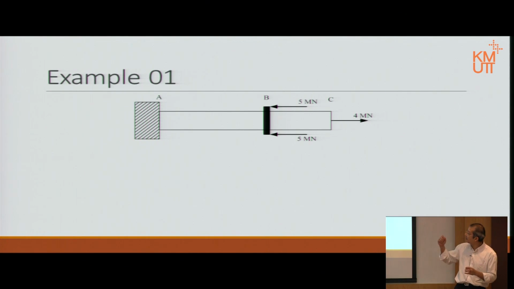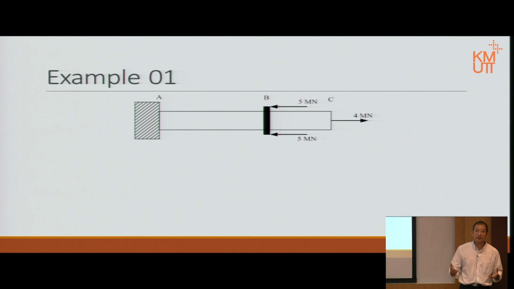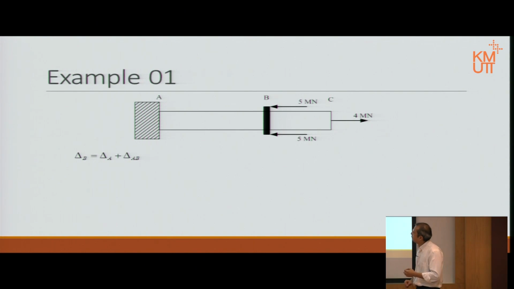So let's look at the geometry here. Don't forget we know how much AB shrinks and how much BC extends. How do we calculate it? Well, it is a comparison. Meaning the movement of point B will be relative to the movement of point A as well as the shrinkage or extension between A and B. In this case, we can say that delta B is equal to delta A plus delta AB.